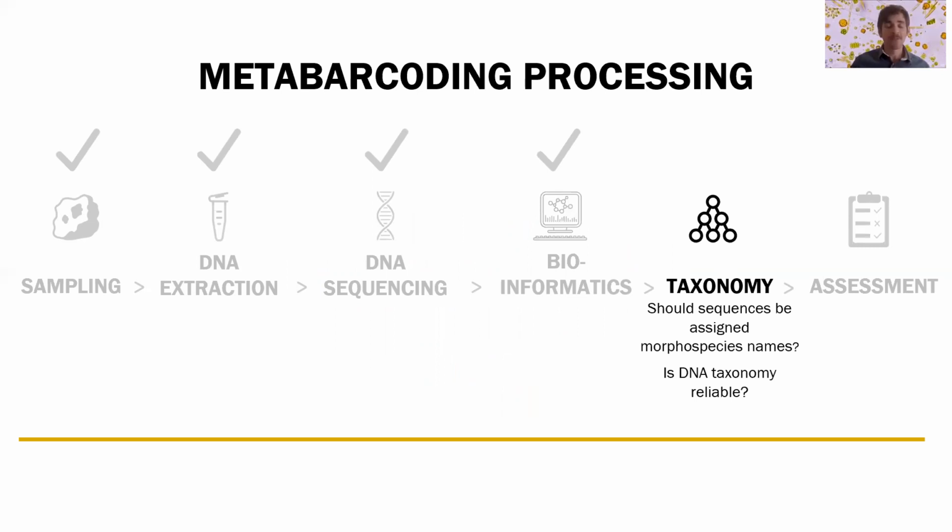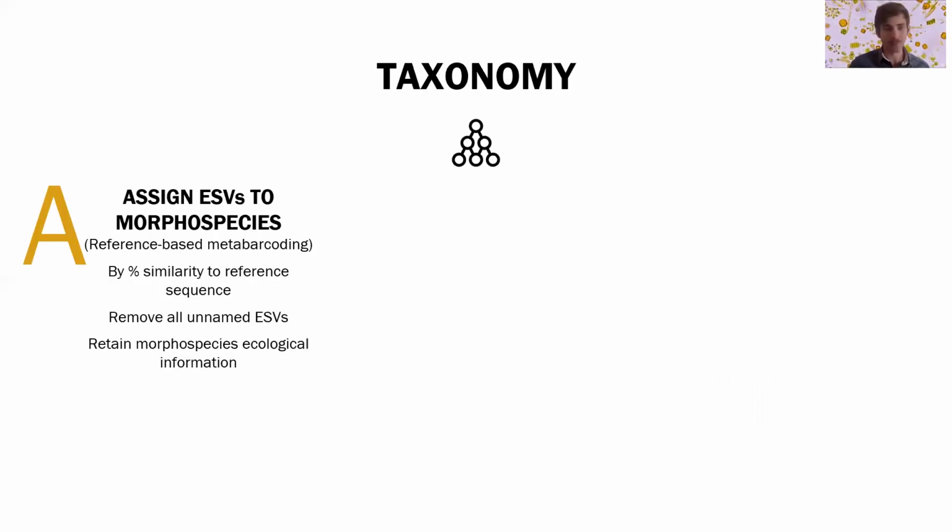Then once you have your grouped or ungrouped ESVs or OTUs, switch those there, apologies, into a count table, we need to assign those ESVs some taxonomy, some name, whether that's a morphospecies name or just a provisional name that's specific to that DNA sequence. And then we have to think, if we're assigning morphospecies names, is that taxonomy reliable?